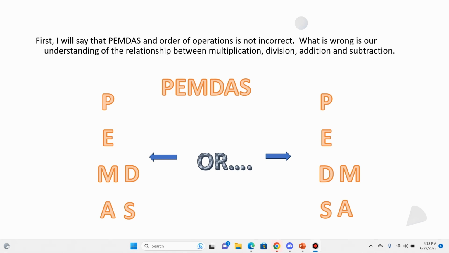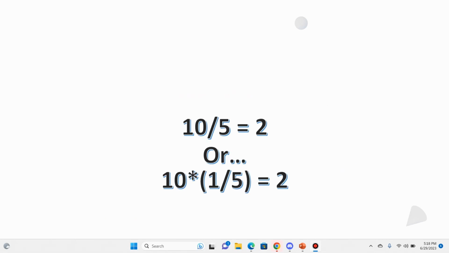Where you see the MD or the DM, either way, you're really looking at the problem and looking to see if multiplication or division comes first, and you solve them in the order that you find them. The same's true with addition and subtraction.